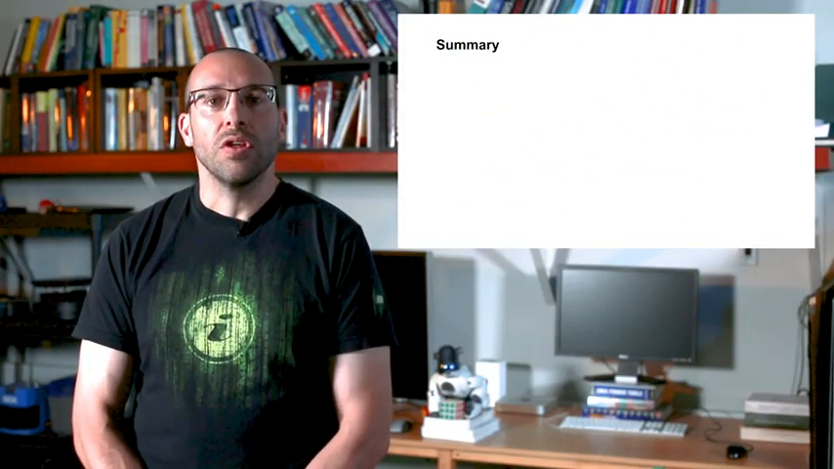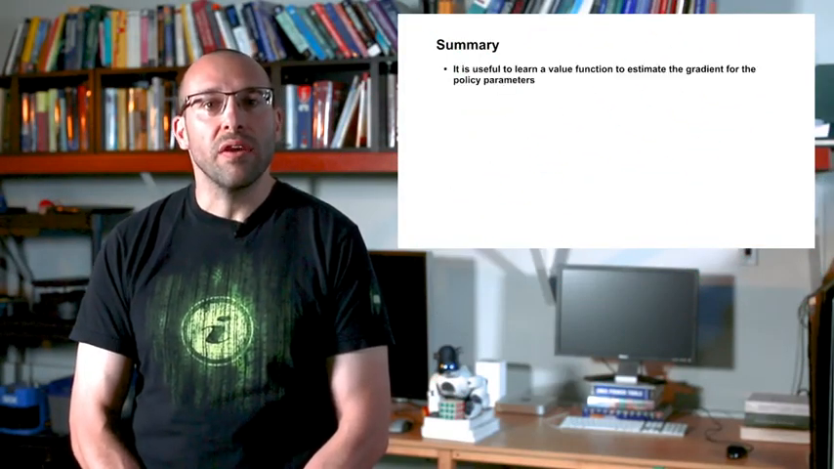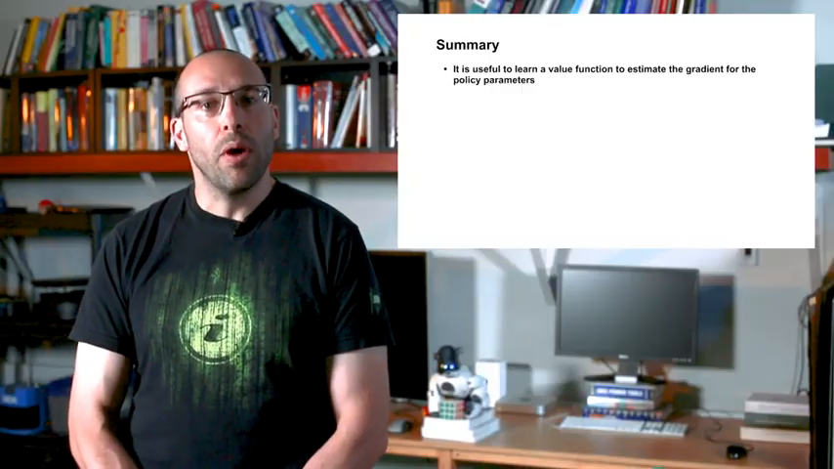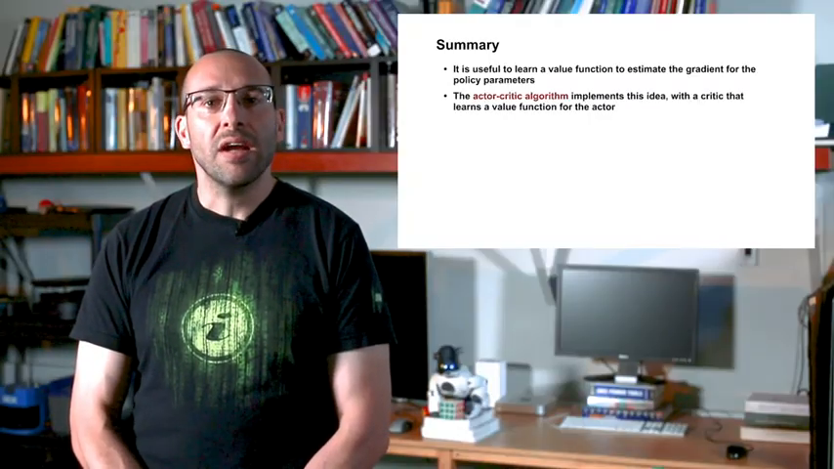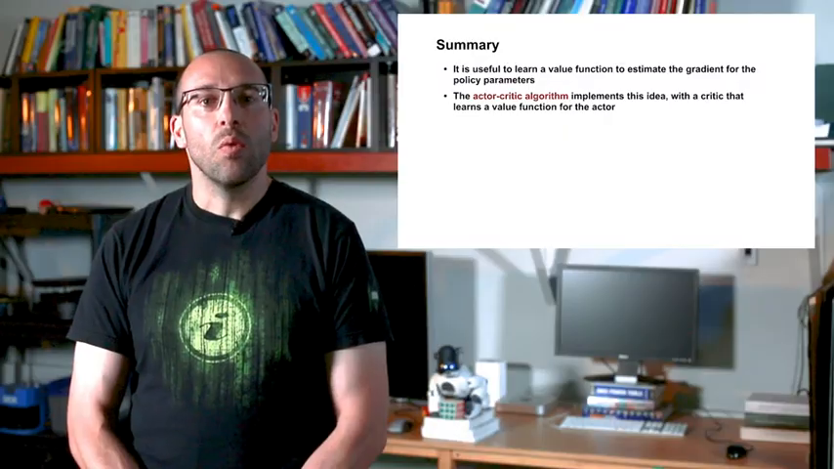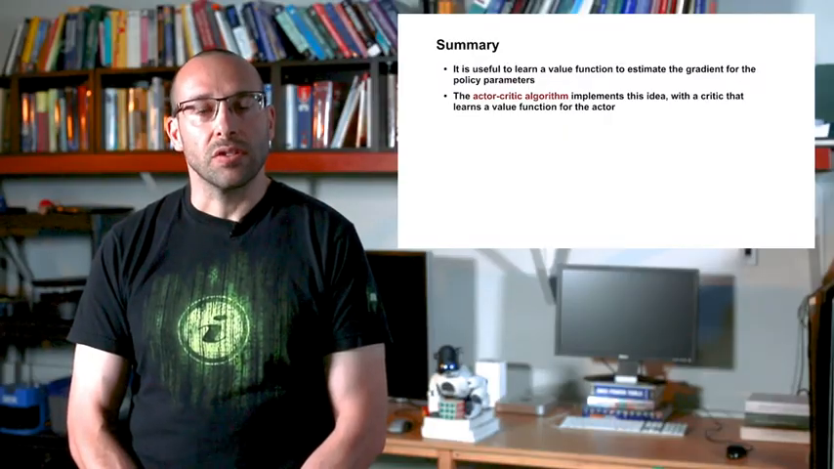That's it for this video. You should now understand that it is useful to learn a value function to estimate the gradient for the policy parameters, and that the actor-critic algorithm implements this idea with a critic that learns a value function for the actor.